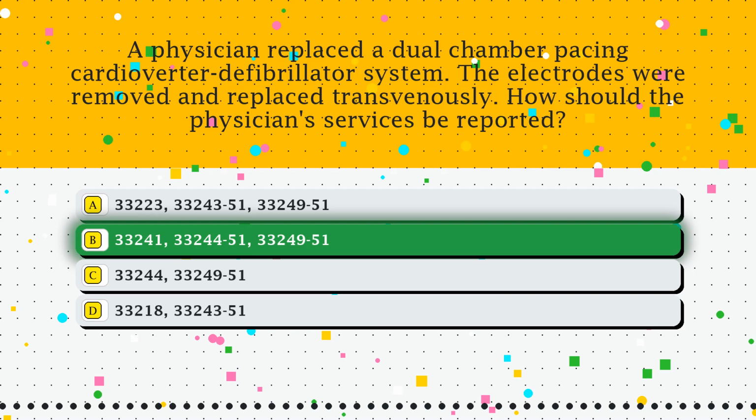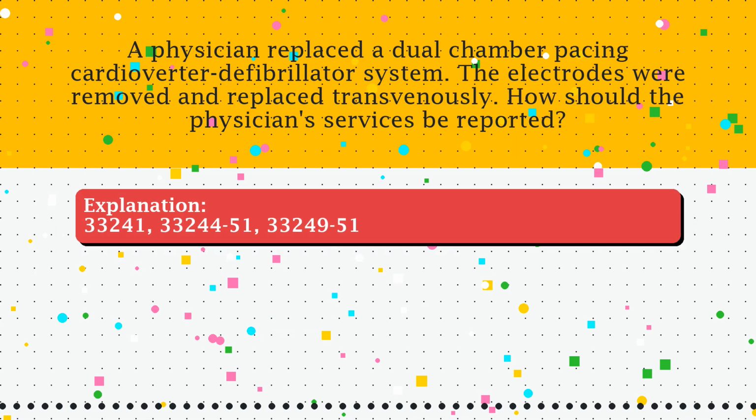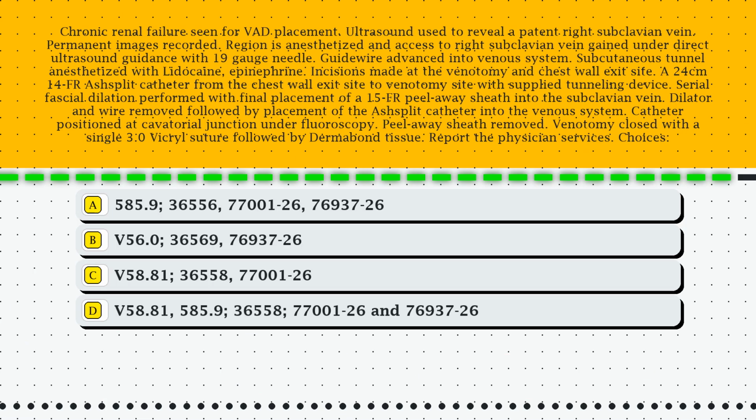The correct answer is option B, 33241, 33244-51, 33249-51. Question 63. Chronic renal failure seen for VAD placement.